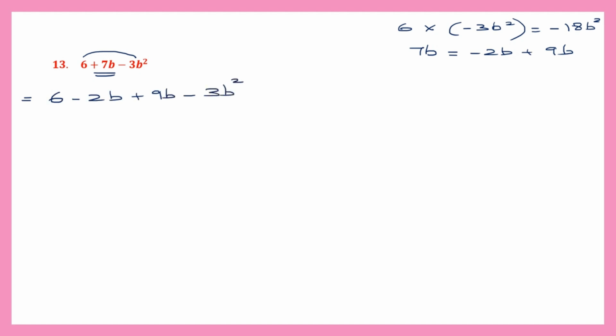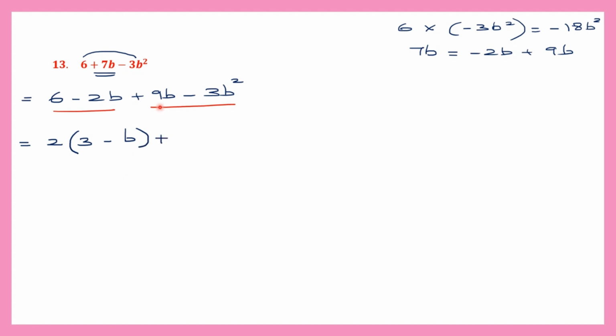Now take the first two terms, 6 minus 2b, and 9b minus 3b square. So here what is common? If you see 6 and 2b, 2 is a common factor because both these are divisible by 2. So let's write 2 here. So that means 2 3's are 6. And here I already have 2, so I only have to write b. So 3 minus b. That means here also I must get 3 minus b.